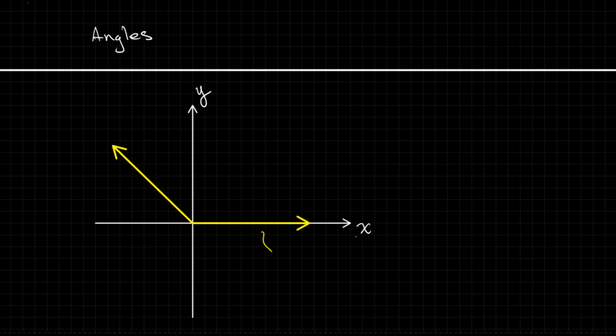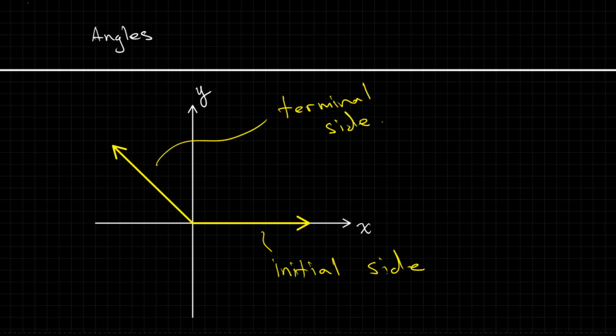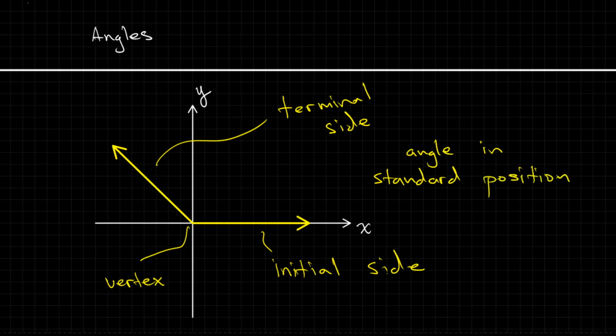The side which occurs on the x-axis is called the initial side. The other side is called the terminal side. And the vertex occurs at the origin. And again, we say that this is an angle in standard position. So when the initial side is on the x-axis and the vertex is at the origin, the angle is in standard position.